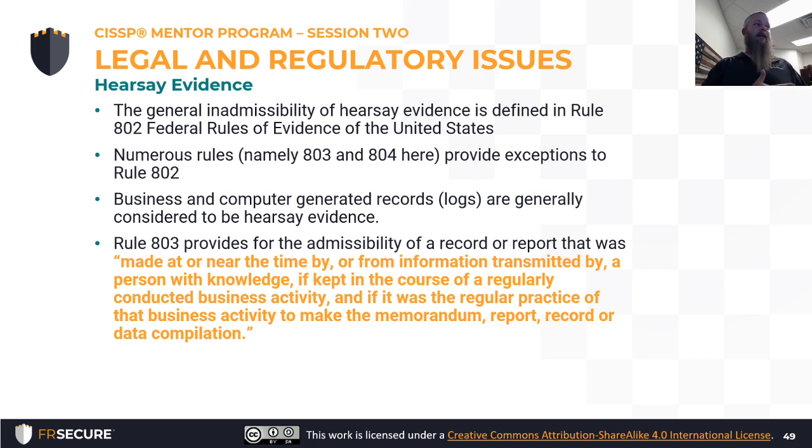So the important things in that 803 admissibility piece are at or near the time of whatever, and that it was a regularly conducted business activity. So the closer to the time period makes it more relevant. If you go back to the quality of the evidence, relevance is number one. Hopefully that made a lot of sense.